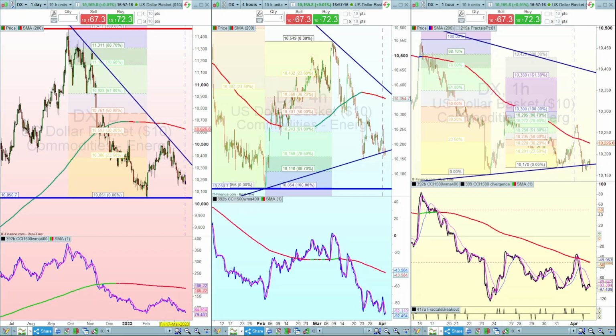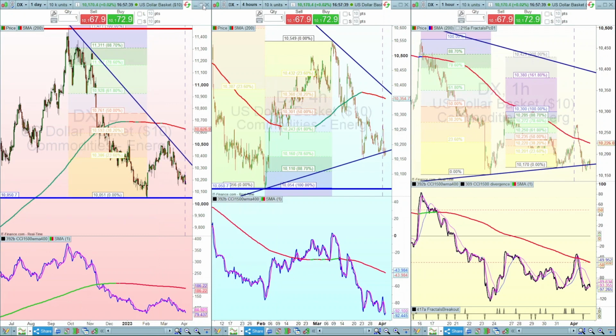Today's April 4th, 2023. This is the US dollar basket update. Okay, zooming out from all three timelines, the daily, the 4 hourly and the hourly, you can see there the CCI 1500 with a moving average 400 on all time frames is bearish. So only short positions at the moment. Avoid going long in any timeline.